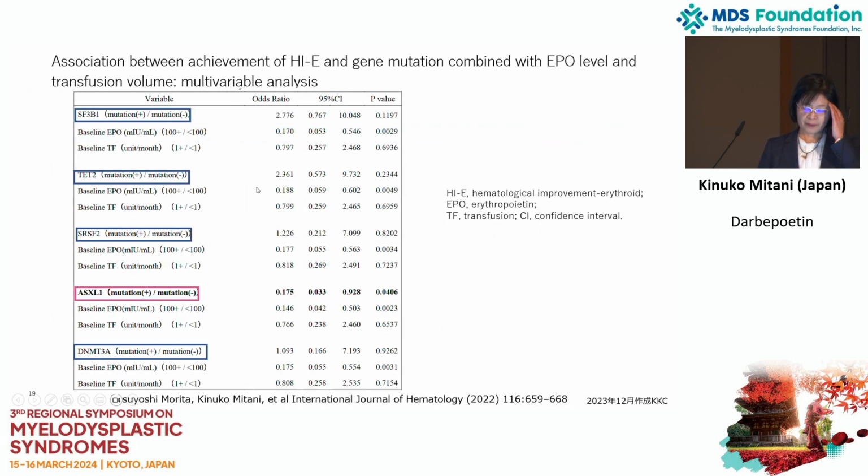This slide shows the result of multivariable analysis, including baseline EPO and baseline transfusion volumes as variables. As a result, ASXL1 mutation and baseline EPO levels were identified to independently predict a poor response to darbepoetin alpha. Baseline transfusion was not detected as a predictor, possibly because a major part of our cohort were transfusion independent.